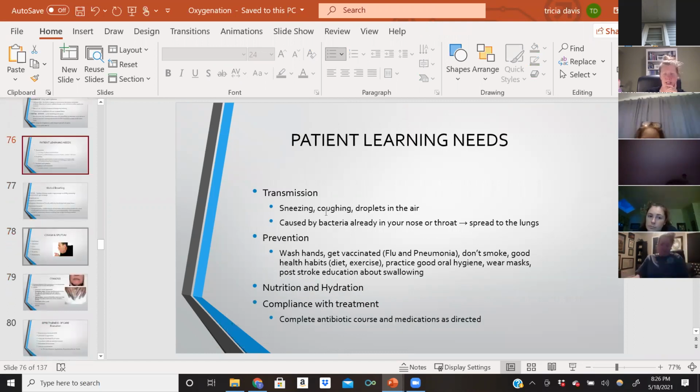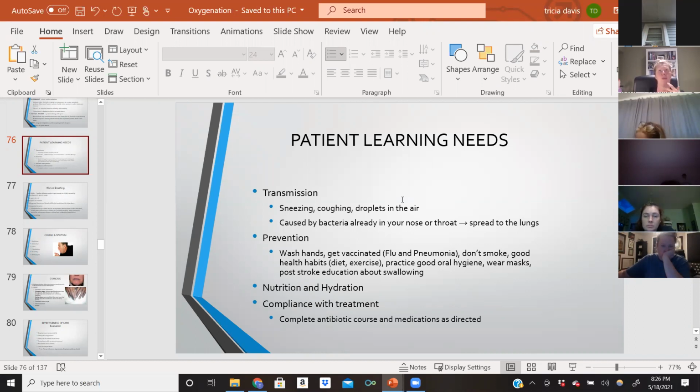So patient learning needs. We want to teach our patients how they got pneumonia. How was it transmitted? How did you get it? How can you give it to somebody else? So we want to tell them that it's airborne or that it's droplet, whatever it is that they have, that they can spread it by sneezing. They can spread it by coughing. It comes from droplets in the air. So we want to teach them to do good hand hygiene. We want to teach them to wear a mask when they're around other people, cover their sneeze, throw their tissues away. We want to let them know that it's caused by sometimes bacteria that's already in your nose or your throat that can spread to your lungs.